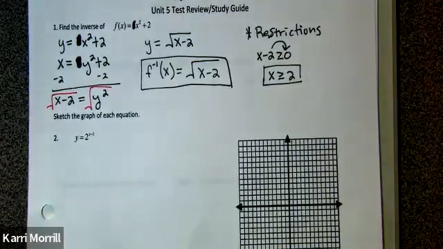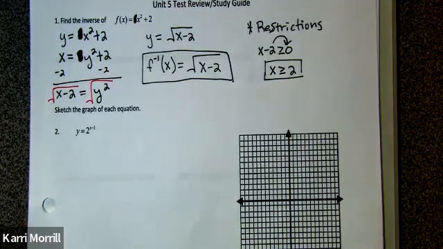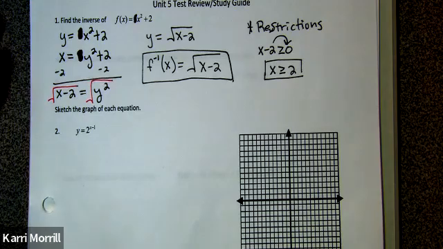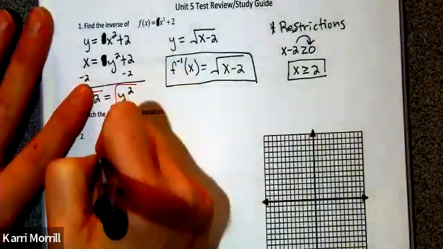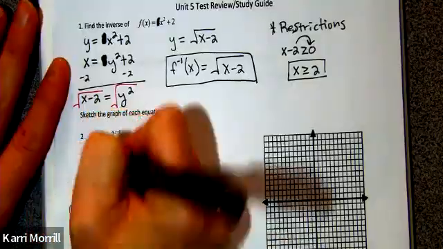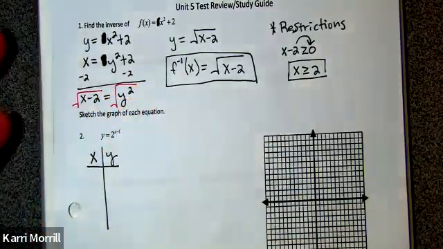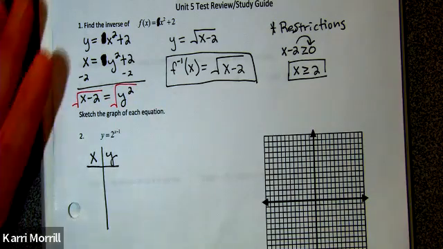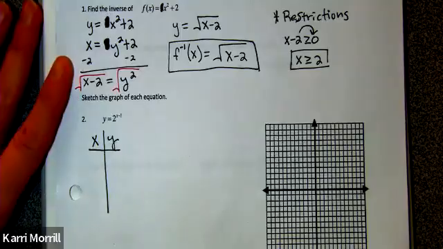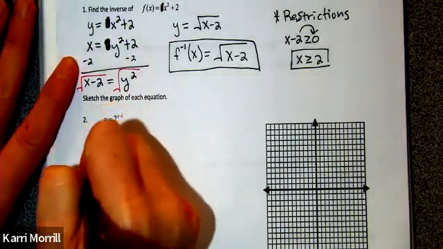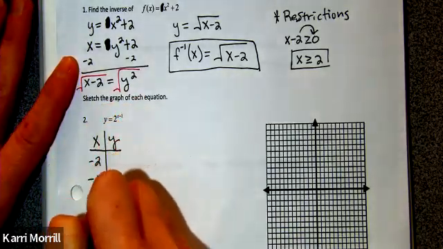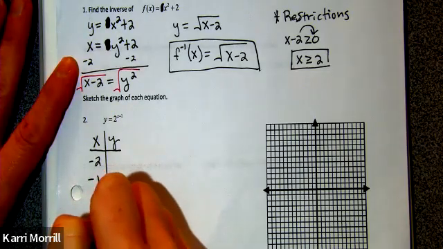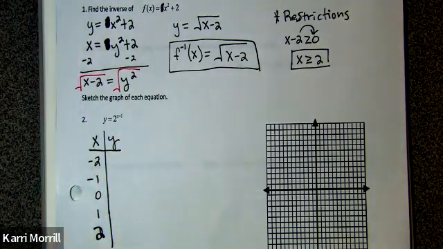Number 2, sketch a graph. This just has y equals 2 to the x minus 1 power. You can use anything you want for x. I probably wouldn't use really big numbers. Since it's just x minus 1, it's probably not going to be too bad of a number either way. So I might just still use my negative 2, negative 1, 0, 1, 2. You may just want to use 0, 1, 2. It's really up to you what you use. I don't care.